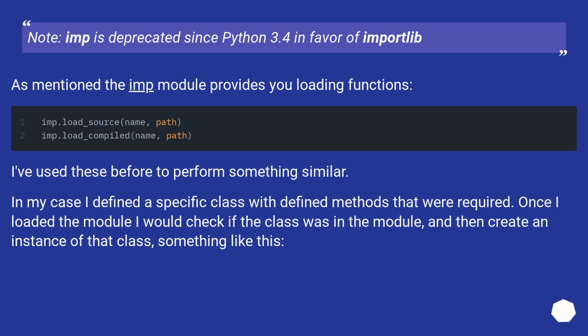Note: imp is deprecated since Python 3.4 in favor of importlib. As mentioned, the imp module provides you loading functions. I've used these before to perform something similar. In my case, I defined a specific class with defined methods that were required. Once I loaded the module, I would check if the class was in the module, and then create an instance of that class, something like this.